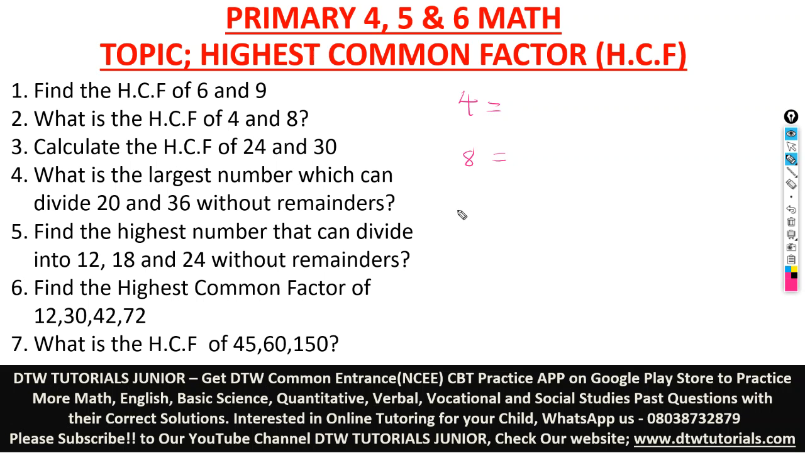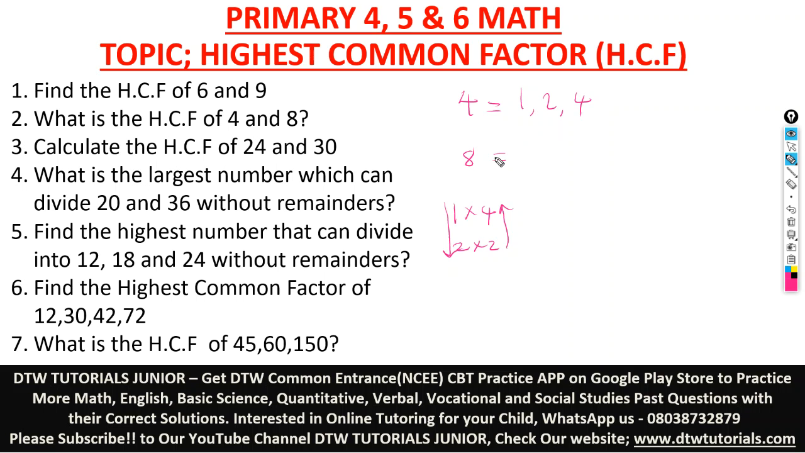For 4, factors of 4 will be 1 times 4, which is 4, and 2 times 2, which will give you 4. All right, so that's all the factors. So we have 1 and 2 and 4. So we state 1, 2, and 4. You don't need to repeat 2 again. Just leave 1, 2, 4.